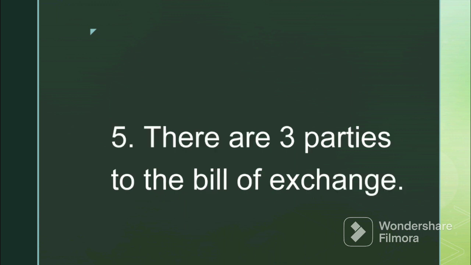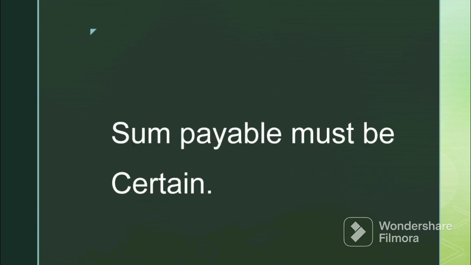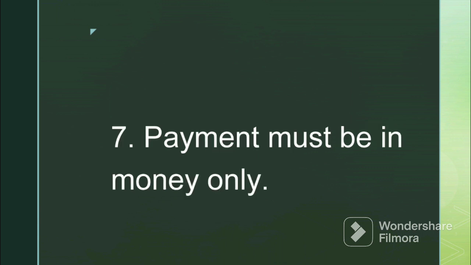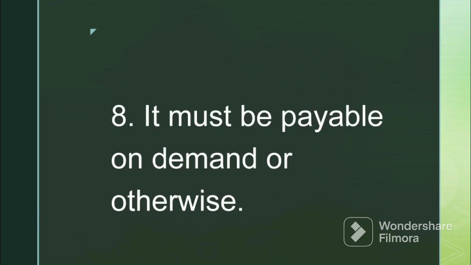The parties to a bill of exchange are drawer, drawee, and payee. Sometimes the drawer and the payee may be the same person. The amount of money payable through a bill of exchange should be certain and it must be paid in legal tender. For example, an order to pay rupees 5,000 or rupees 2,000 is not a valid bill of exchange. The bill of exchange is an order which must be made to pay a certain amount of money only. A bill of exchange can be payable on demand or otherwise.